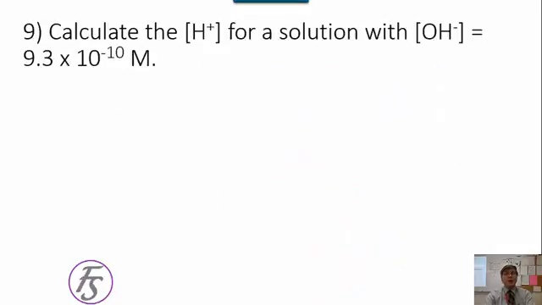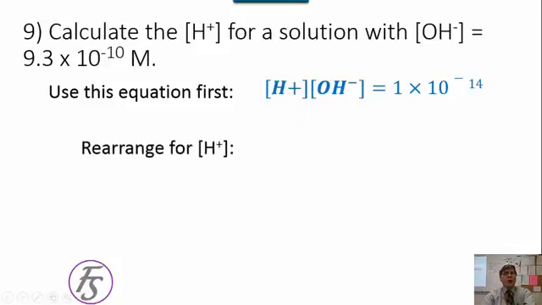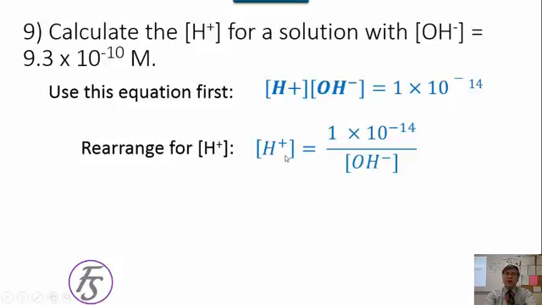Number 9, calculate the hydrogen ion concentration with a hydroxide ion concentration equal to 9.3 times 10 to the negative 10. So look at our pH square, and you'll notice at the bottom there is an arrow that goes back and forth, and it says that the hydrogen ion concentration times the hydroxide ion concentration is equal to 1 times 10 to the negative 14. This should be a superscript here, but these two multiplied by each other are equal to 1 times 10 to the negative 14. We're going to rearrange it to get H.